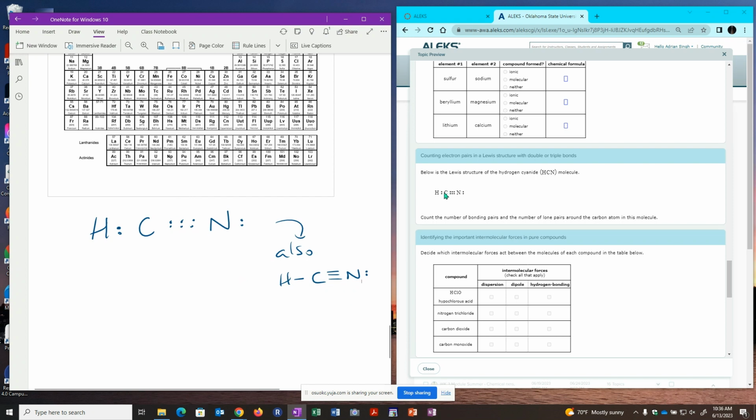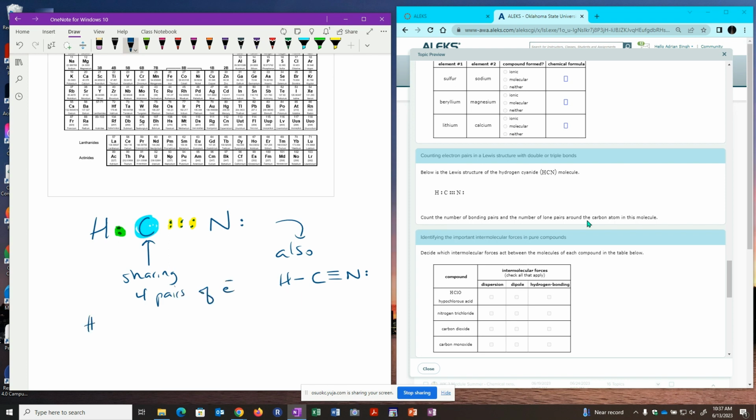It says to count the number of bonding pairs and the number of lone pairs around the carbon atom in this molecule. So we're focusing here on the carbon. Okay, so the number of bonding pairs of electrons. A pair means two. This carbon is bonding with the hydrogen on the left with this pair, right? That's a bonding pair. And bonding pairs of electrons are going to be found between elements, right? So there's that set in green. And then on the other side, we'll see that there's one pair, another pair, and a third pair of electrons that is being shared between the carbon and the nitrogen on the right side. So this carbon here is now sharing four pairs of electrons. So the number of bonding pairs would be four.